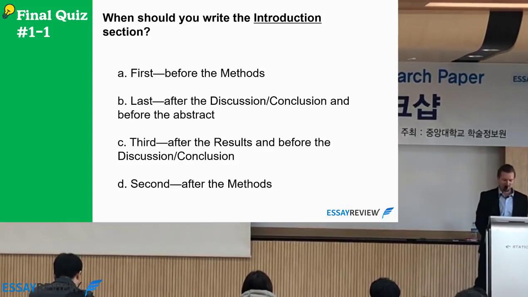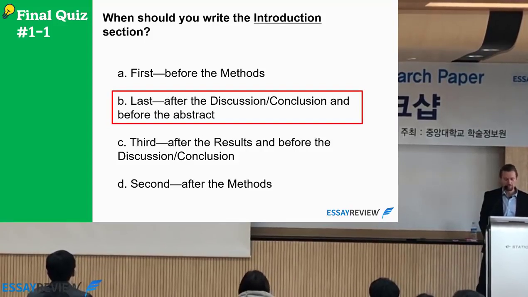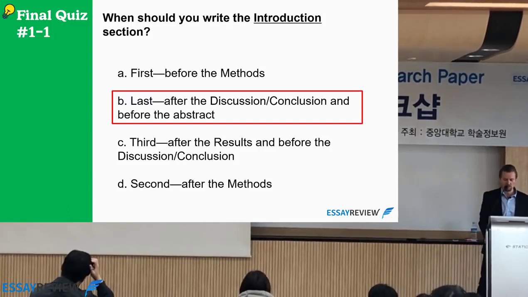B, last, after the discussion, before the abstract. That's right. Wow. You guys have got every single one right. I feel bad if the next person doesn't get it right. But you write the introduction last to make sure you captured everything that was in your paper and you're not leaving anything out. Actually, you write the abstract last, but of these sections, you write the introduction last.